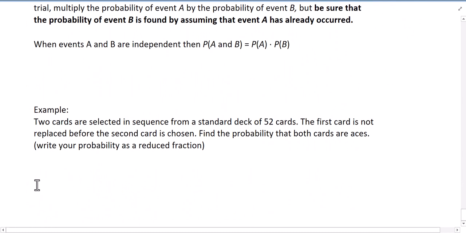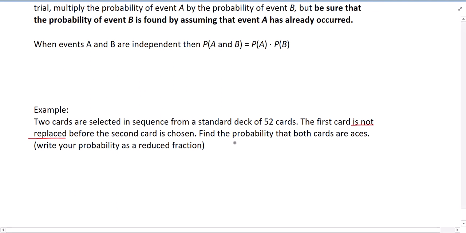So let's try this example. Two cards are selected in sequence from a standard deck of 52 cards. The first card is not replaced before the second card is chosen. Find the probability that both cards are aces and write your probability as a reduced fraction. So what does it mean to say the first card is not replaced? I know it's kind of funky wording, but not replaced means without replacement, so it was not put back in the deck of cards.